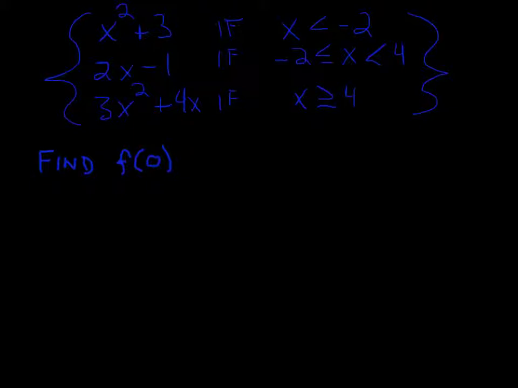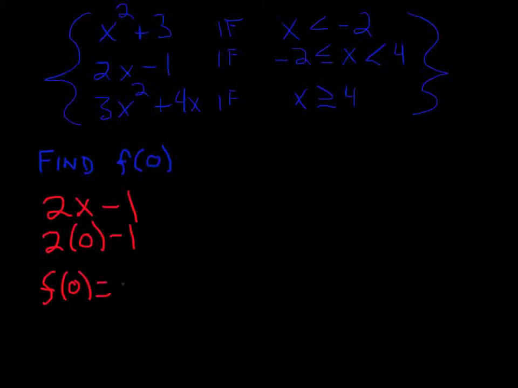First thing I'm going to do is rewrite that equation. That's 2x minus 1. Now I'm going to plug in 0, so 2 times 0 minus 1. 2 times 0 is 0, so f of 0 is equal to -1. And all I did is I plugged that one in.